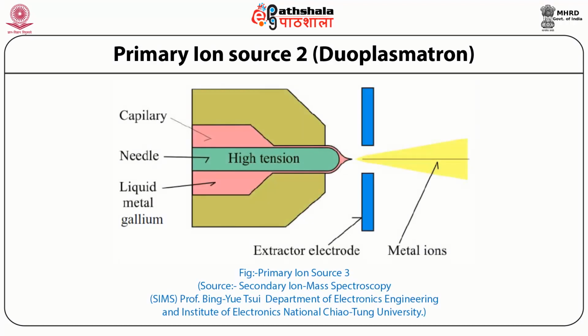This gives primary ion source 3, ion source with field emission. Here gallium positive liquid metal is the one which is used. The figure shows the way this gallium liquid metal is used in primary ion source 3. In this source, metal gallium is injected with the help of a capillary under high pressure, and we have an extraction electrode for the extraction of metal ions.